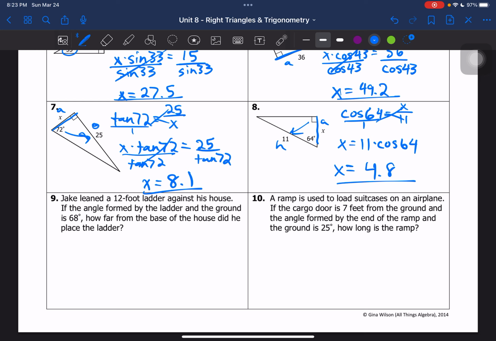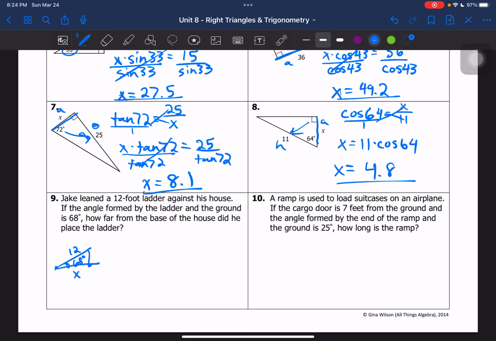So number 9 says that Jake leaned a 12-foot ladder against his house. If the angle formed by the ladder and the ground is 68 degrees, how far from the base of the house did he place the ladder? So we basically have a ladder that's leaning against a house. So I know that ladder is 12 feet long, and I know that the angle that it creates is 68 degrees. I want to know how far from the base of the house did he place the ladder, so from here to here. So that's what I'm looking for.